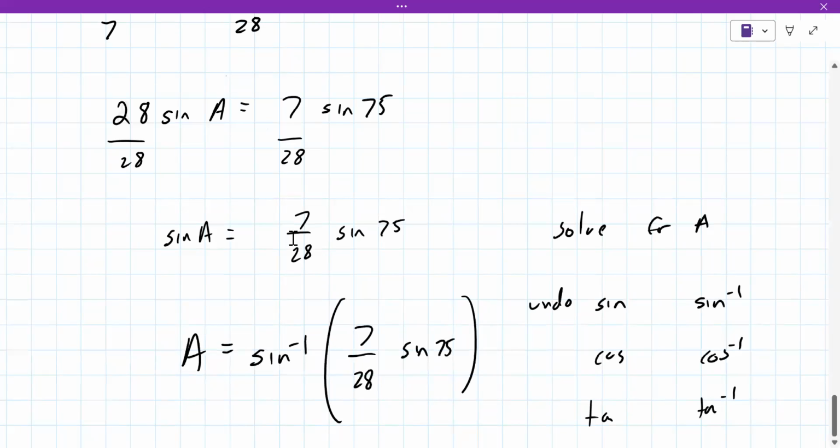So what some students do is they get the 7 over 28 sine 75 in their calculator. They get the answer and then they take the sine inverse of that. Make sure your mode, very important now, is in degrees, especially if you're moving back and forth, maybe depending on what classes you're taking. So you'd take the sine inverse of, sorry, let me put this back in full screen.